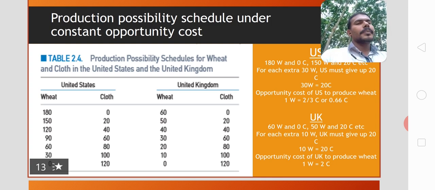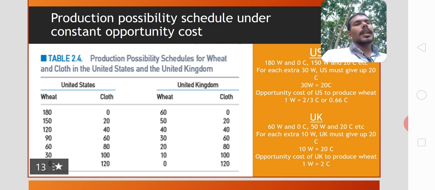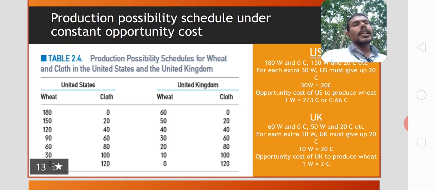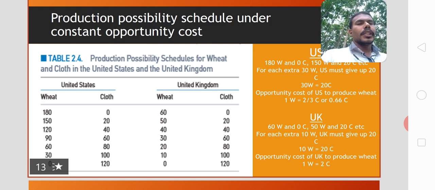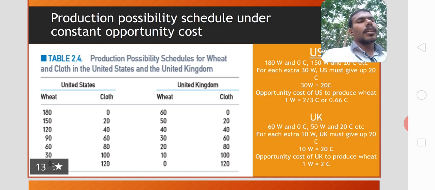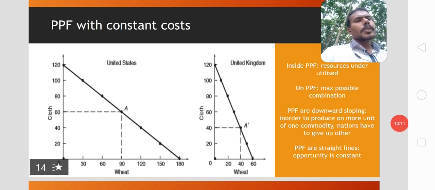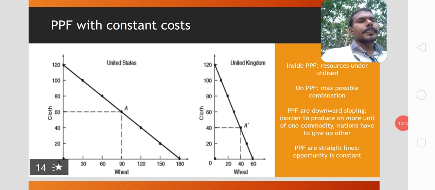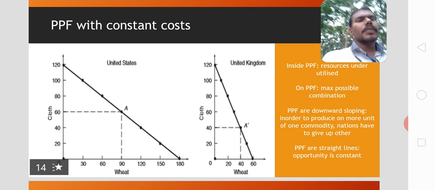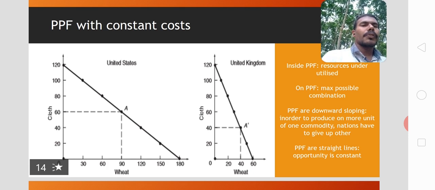So this is a comparison of opportunity cost among two nations and two commodities. So US has got the comparative advantage over wheat, UK on cloth. This is on the basis of comparative differences in opportunity cost. This can be explained by using production possibility frontiers. Here we can see two production possibility frontiers, one of US and another of UK.